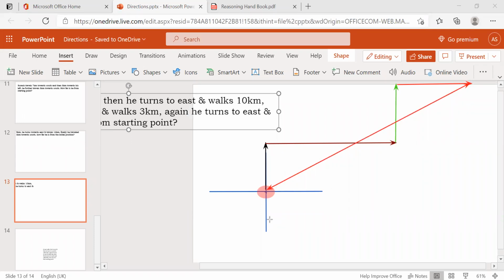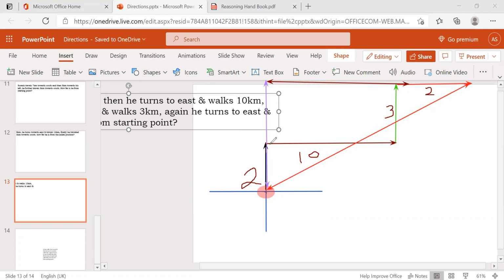Now, how are we going to find out this length? We need to know this length, and you need to know this length totally. If you know these two things, then we can find out easily, right? Now just see this one. What is the first thing? 2 kilometers north, and then 10 kilometers east. This is 10. Again 3 kilometers. This is 3.